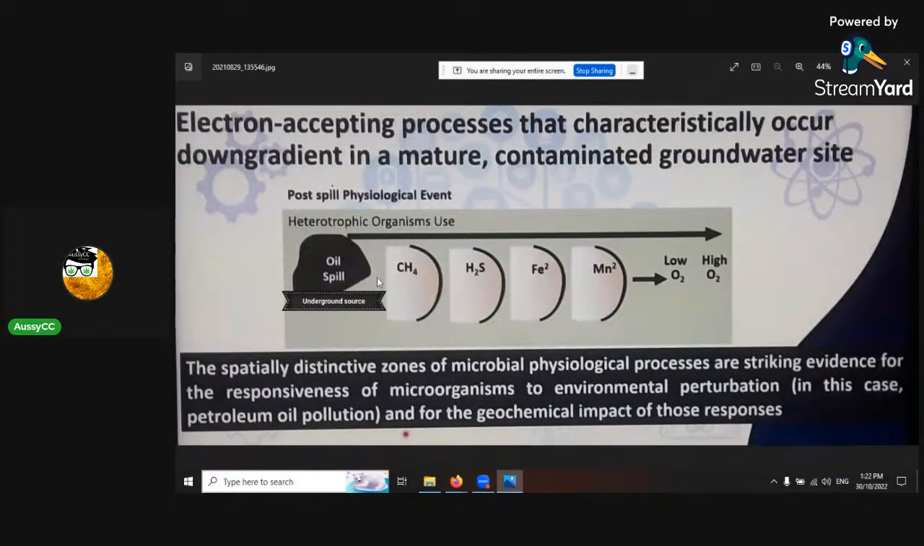Oh yeah, so if you have an oil spill, it just shows you how it depletes over time. So that's your timeline, and it should go from your methane to your hydrogen sulfate to your iron to manganese, and then slowly get into your oxygen. So they'll grab some nitrogen sources, and then it'll be sort of fixed. So that's how biology naturally does it.